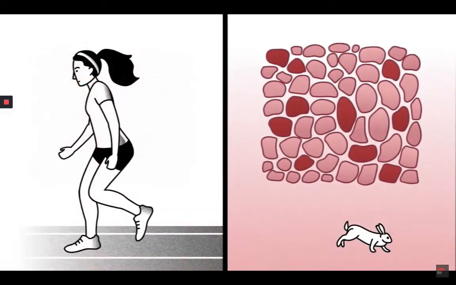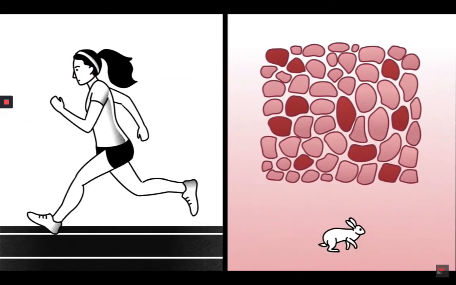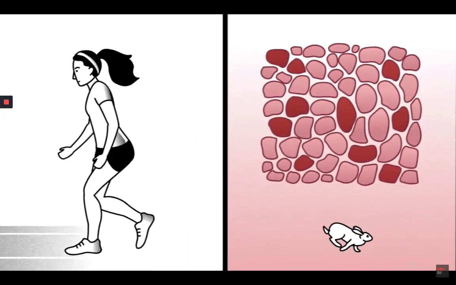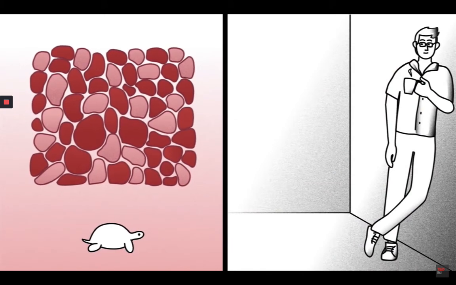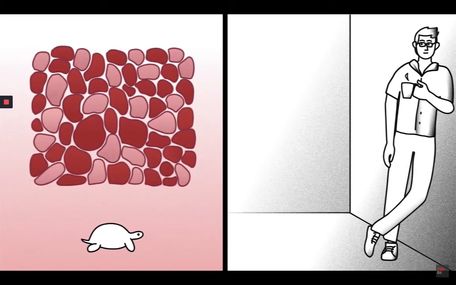A sprinter will accumulate more fast twitch muscles in her legs through continuous practice, enabling her to quickly, if briefly, pick up the pace. Whereas back muscles contain more slow twitch muscles to maintain your posture all day.